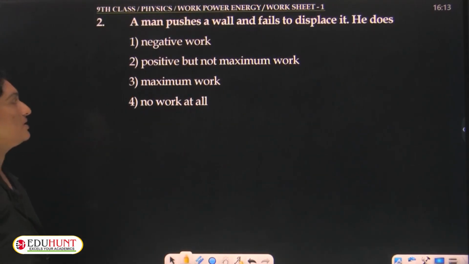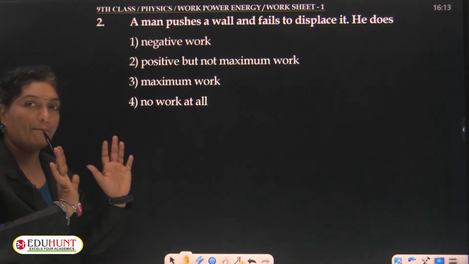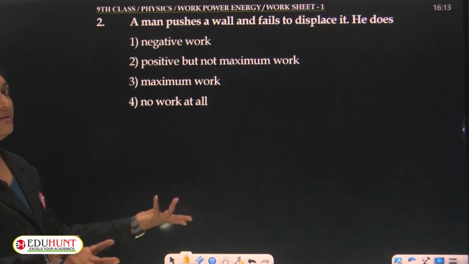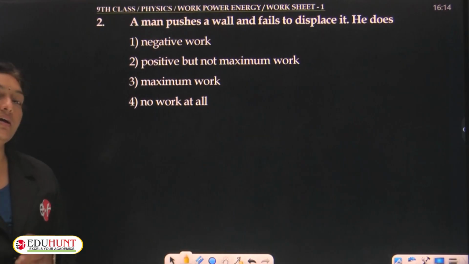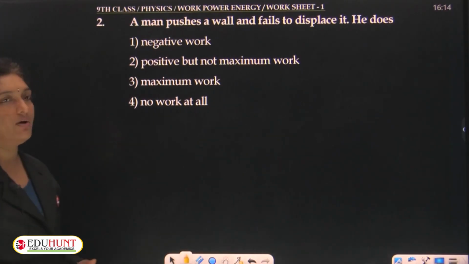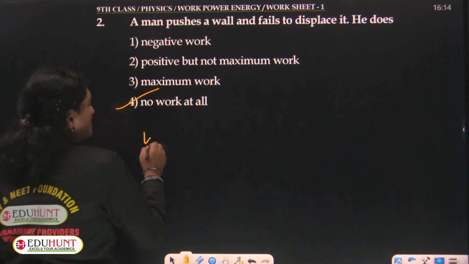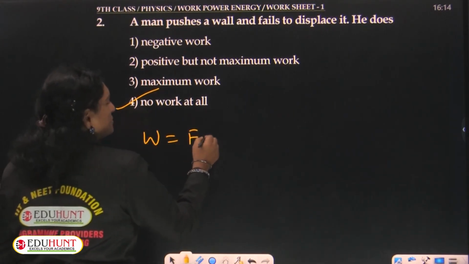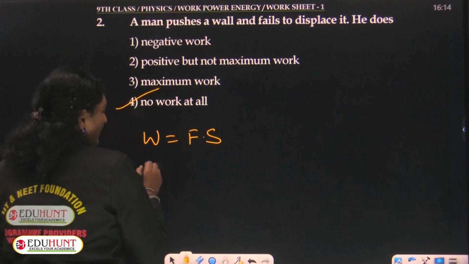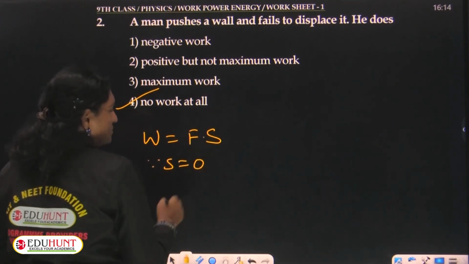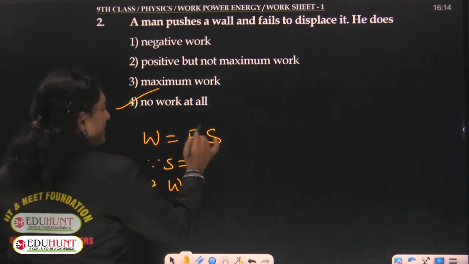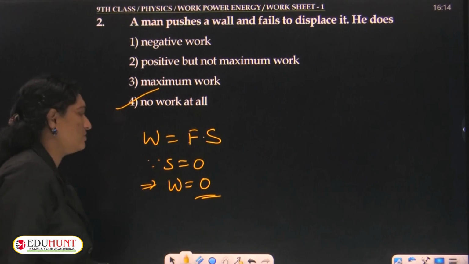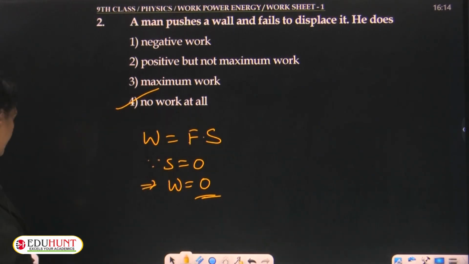Moving ahead with the next question. A man pushes a wall and fails to displace it. A man applies some force on a wall, but the wall's displacement is 0. Then what type of work is done? Negative work, positive work, maximum work or no work at all? Of course, no work at all, because W equals force times displacement. Since S equals 0, there is no displacement, so work done equals F multiplied by 0, which equals 0. So no work is done at all.